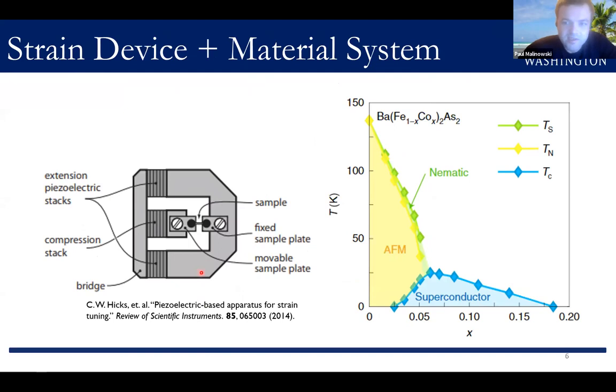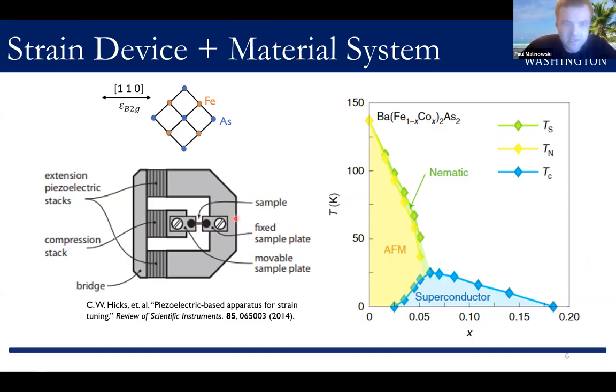In order to apply strain to bulk single crystals, we use either commercial or home-built versions of the uniaxial stress device shown schematically here, originally developed by Cliff Hicks. Briefly, the way that this type of device works is that a bar-shaped sample is glued across a gap in a titanium scaffolding, which is attached to 3 piezoelectric stacks. And then by applying voltage to these piezo stacks, we can modulate the size of the gap and thereby apply strain to the sample.